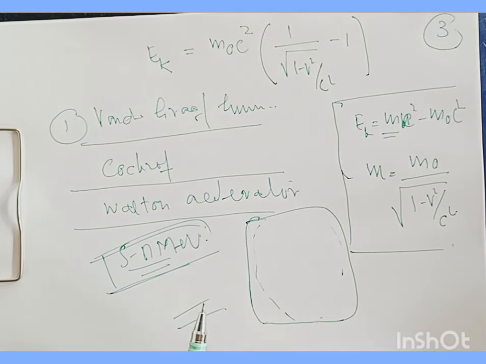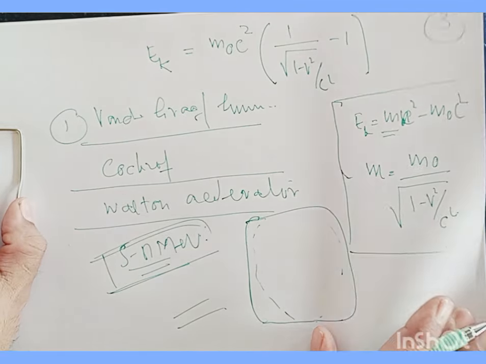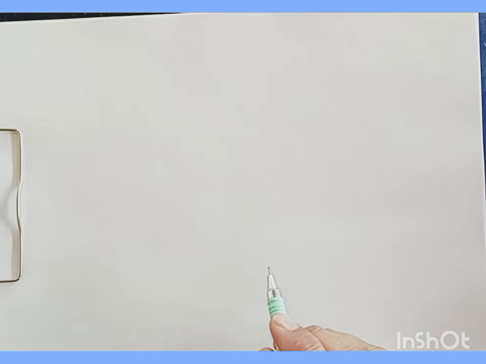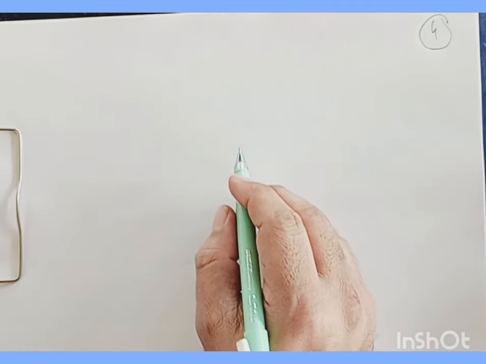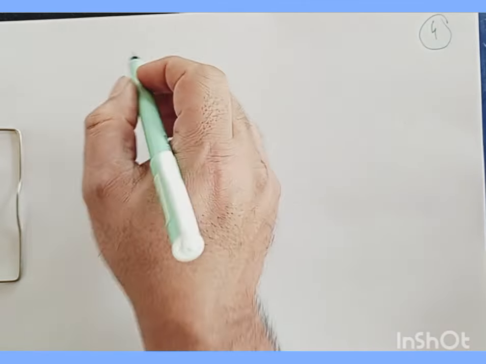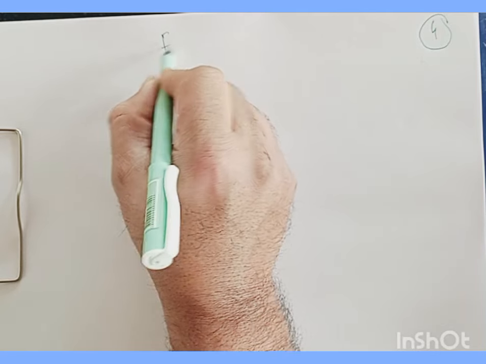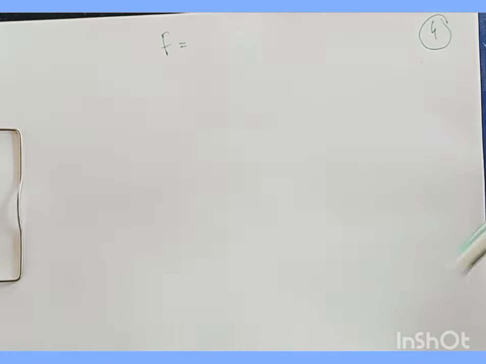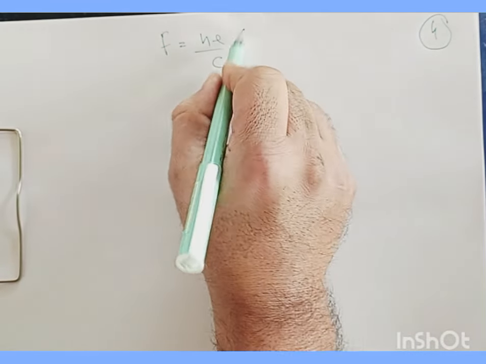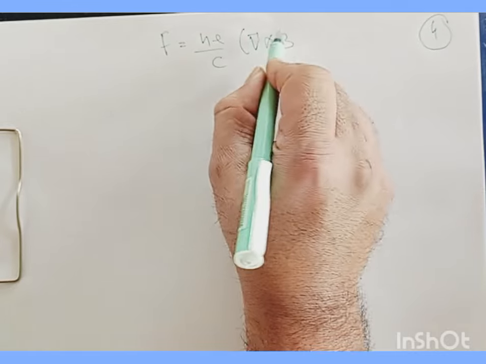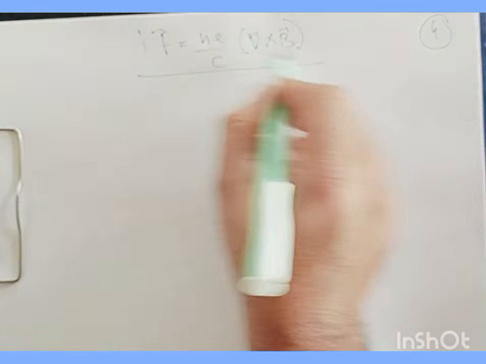So the other method of acceleration involves magnetic induction, the magnetic part of this Lorentz force. First we talked about the electric part of this Lorentz force. The other important part of this Lorentz force is the magnetic part. That is what's written in CGS as Ne by C, V cross B. So vectors should be kept in mind.